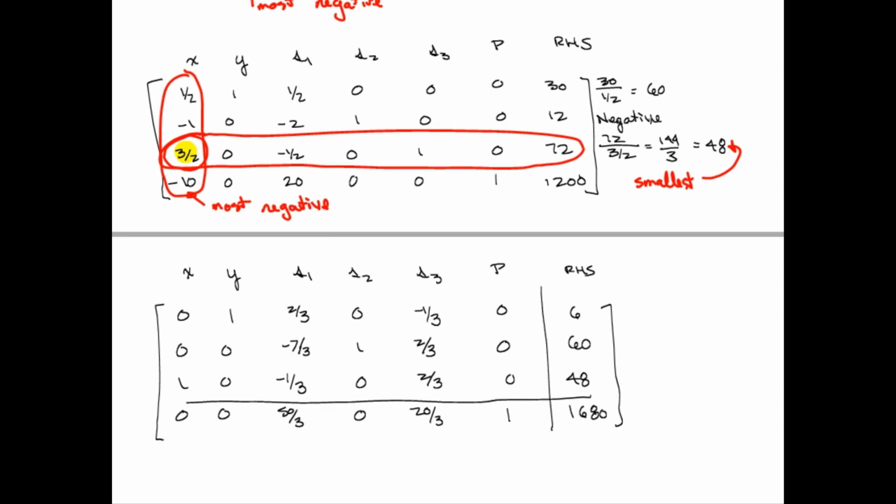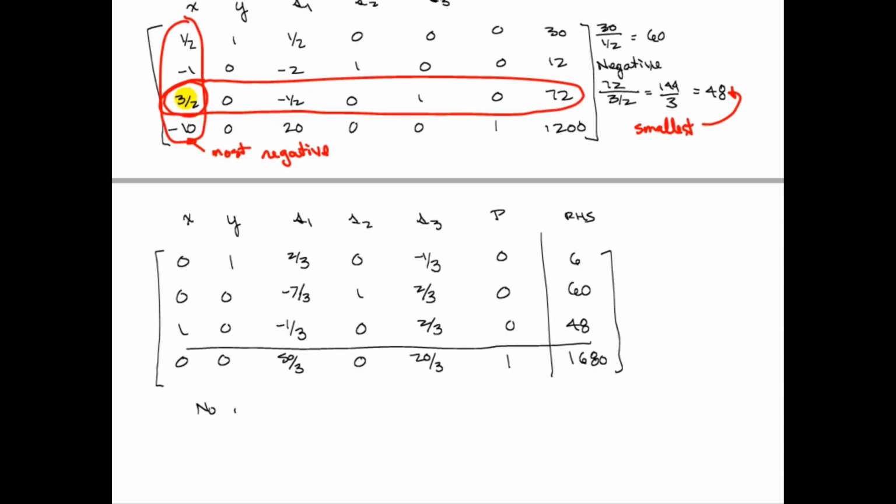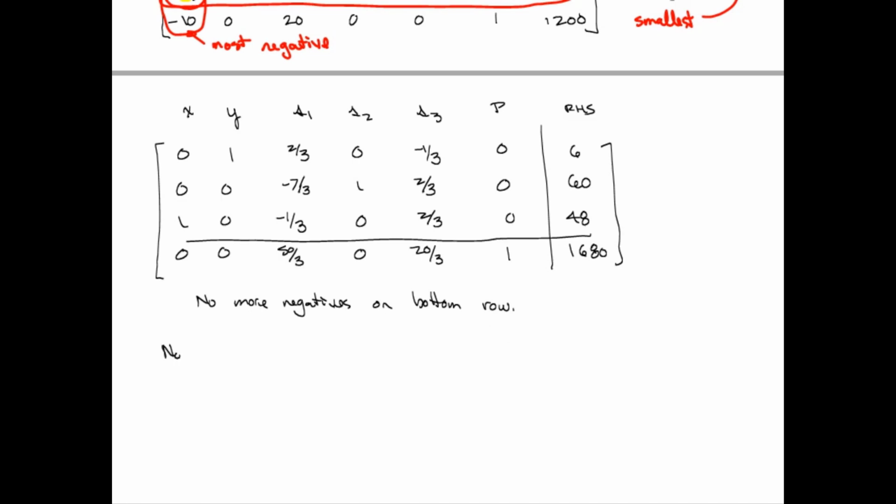Okay, I notice that I do not have any more negatives on the bottom row. So that means I am done pivoting and I have reached the optimal solution. So I just need to write it down and figure out what it means. Okay, so my non-basic variables, these are the ones that are being set equal to 0. These are the ones with the junk in the column. So what are they? S1, junk in the column, so that gives me S1 equals 0, and S3 equals 0.